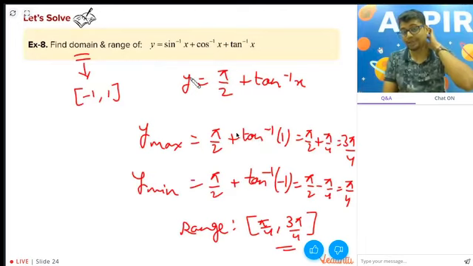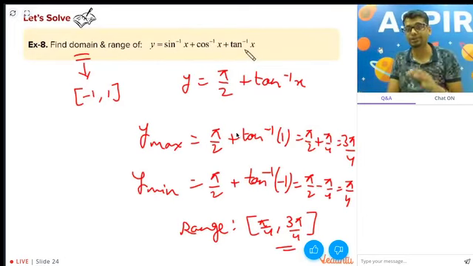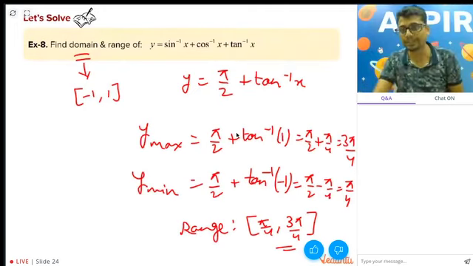Is the domain not clear? The domain is simple. What is the domain of sin inverse x? Minus 1 to 1 closed. Cos inverse x? Minus 1 to 1 closed. Tan inverse x? All real values. When this kind of thing happens, we take the intersection of domains and you get minus 1 to 1. I hope it is clear.